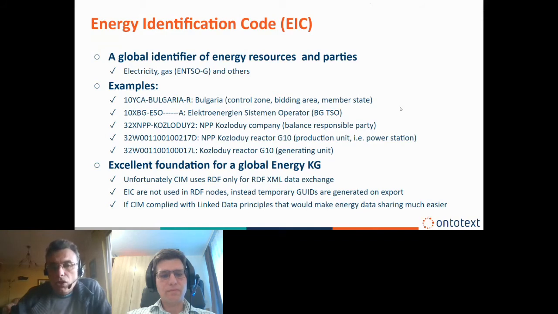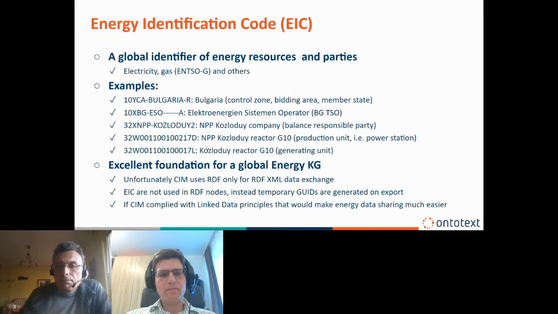So this is the Association of Transmission System Operators for Gas. And here are some examples of Bulgarian entities. You see the first one is the EIC for Bulgaria, which has functions control zone, bidding area, member state, and so on. This is the code for the Bulgarian TSO called Electrical System Operator. This is the code for the Kozloduy Nuclear Power Plant Company, which is a balance responsible party. It's structurally significant in the energy balance in Bulgaria and the region.